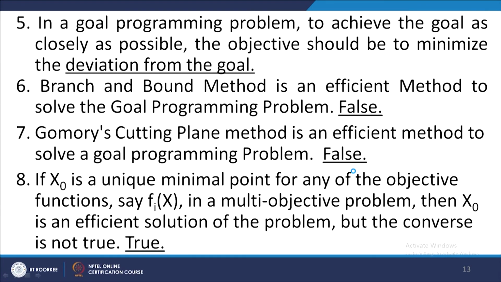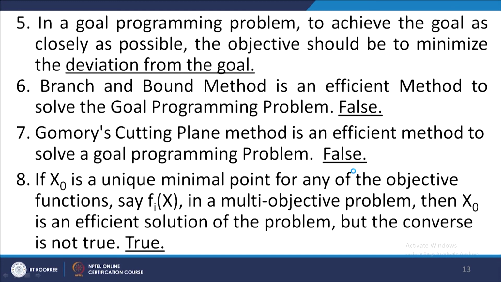Question number 5. In a goal programming problem, to achieve the goal as closely as possible, the objective should be to minimize the deviations from the goal. Question number 6. Branch and bound method is an efficient method to solve the goal programming problem. False. Question number 7. Gomory's cutting plane method is an efficient method to solve a goal programming problem. False.